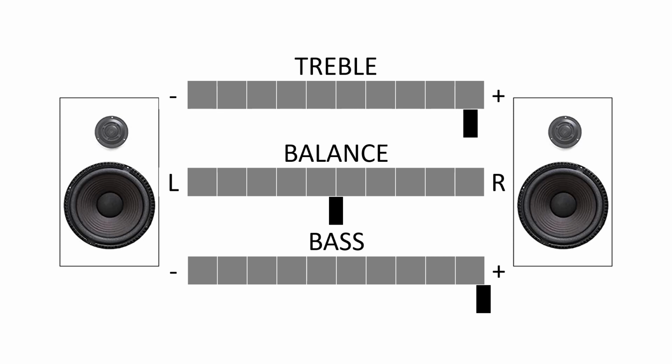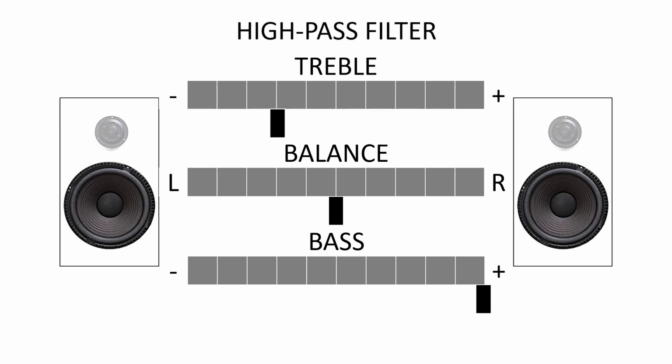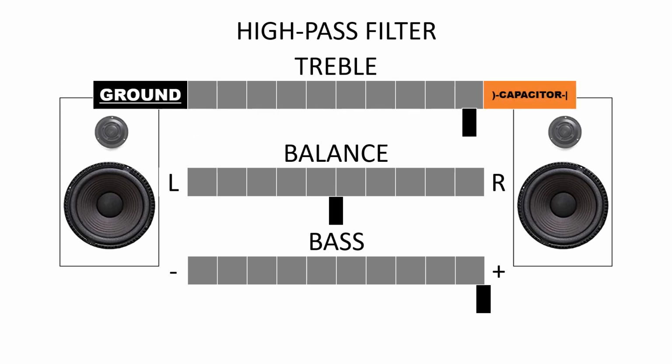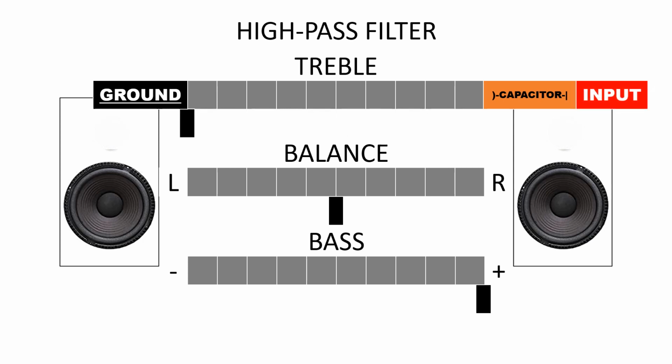In order to create a high-pass filter for controlling the high-frequency sounds of an audio signal called treble, a capacitor is positioned between the potentiometer's input terminal and the audio source. This circuit makes your speakers sound lower in frequency like a woofer.